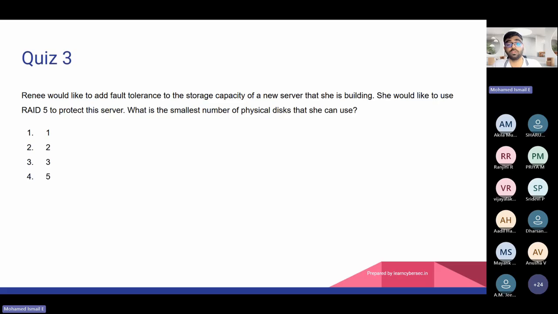The first statement is just a message. The last line is the primary twist. What is the smallest number of physical disks? So just take the chat and respond.